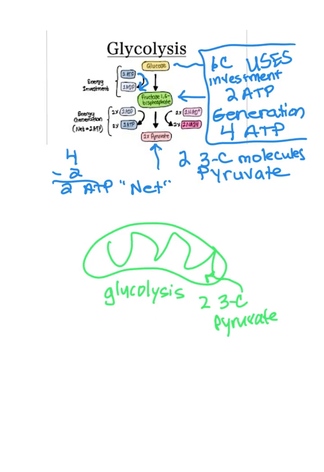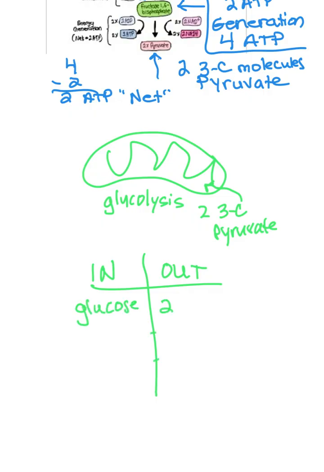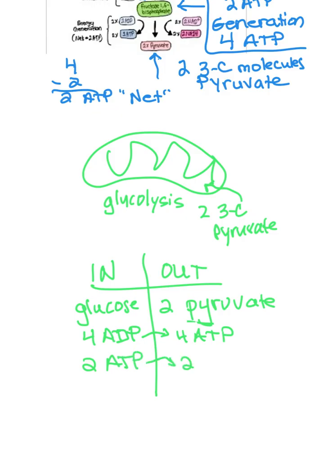So let's go through our ins and outs for this process, okay? What is going in and what is coming out of glycolysis? What's going in is glucose. Overall, what I'm getting out is 2 pyruvate molecules. Also going in is 4 ADP, and that's going to make 4 ATP. But I'm also going to use 2 ATP and get 2 ADP out of it. So my net for this one is 2 ATP, if that makes sense.